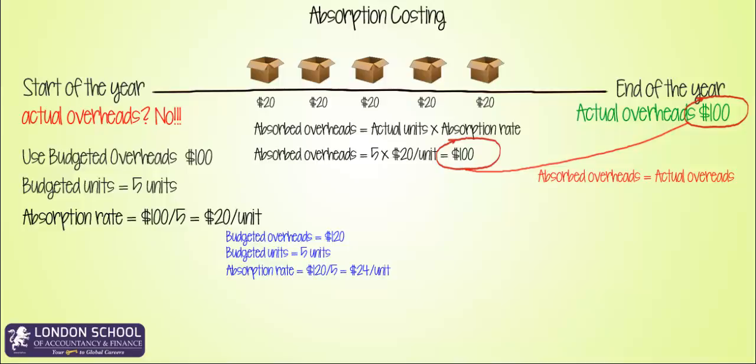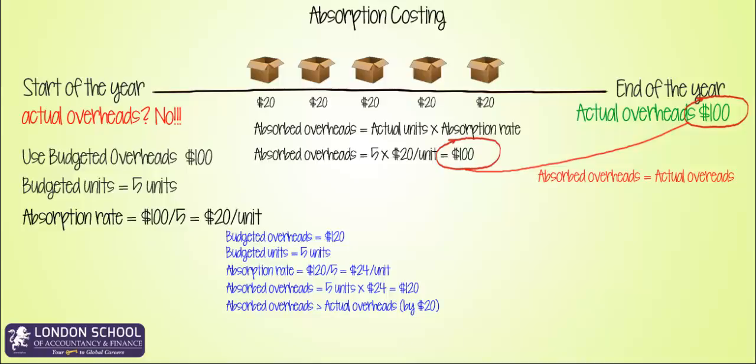Now, because I'm going to produce 5 units during the year, every unit gets $24 per unit. So the amount of overheads that I will absorb into my production is actual production, which is 5 units, times $24 per unit. That equals $120. Now, in this case, my absorbed overhead is not equal to my actual overhead. My absorbed overhead, which is $120, is greater than my actual overheads.